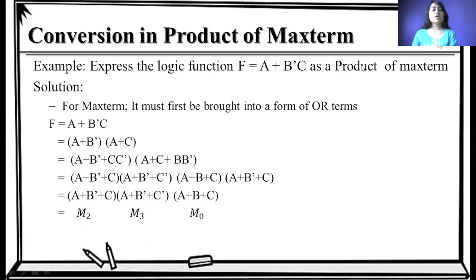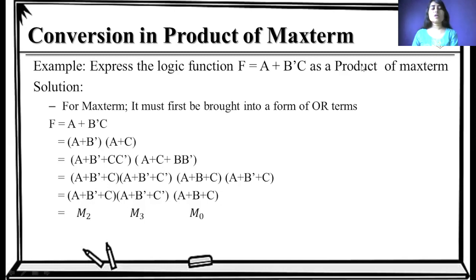Now we have A plus B' plus C'. B' C' means 1 1, and A means 0. So we have 0 1 1, that means 3. So we can write this term as M3.